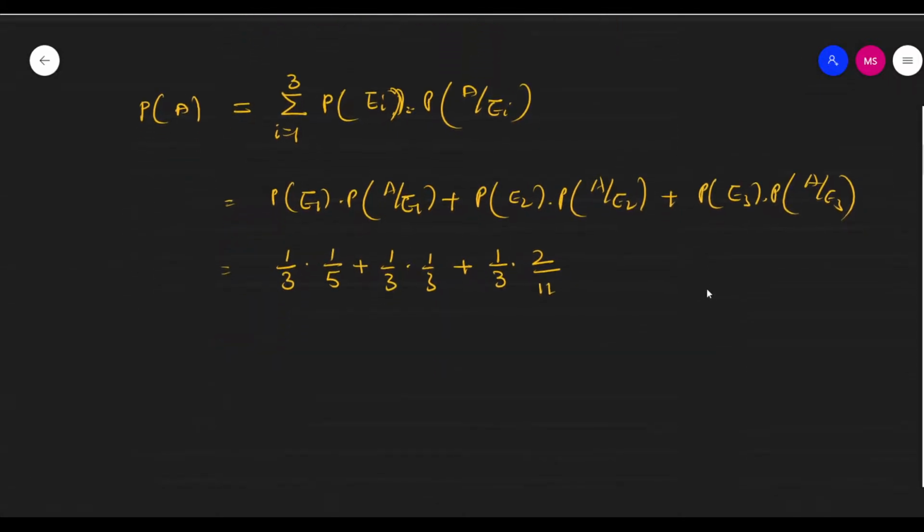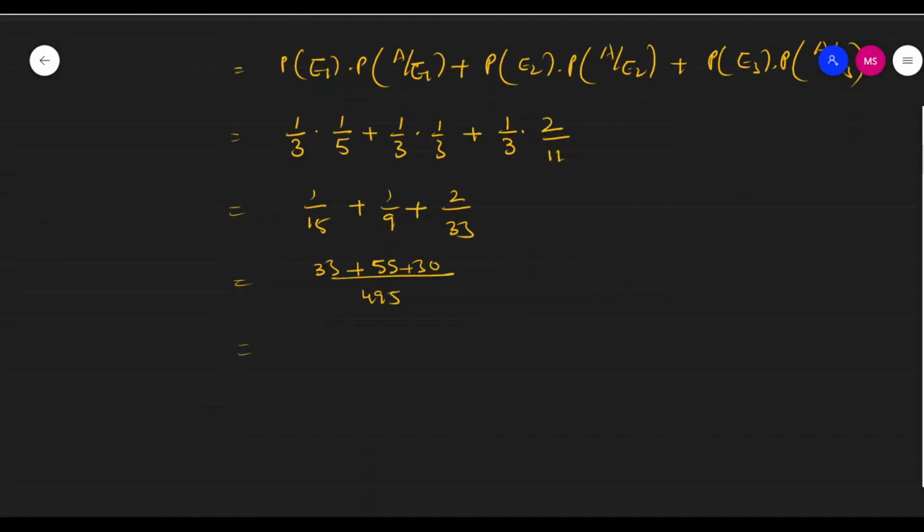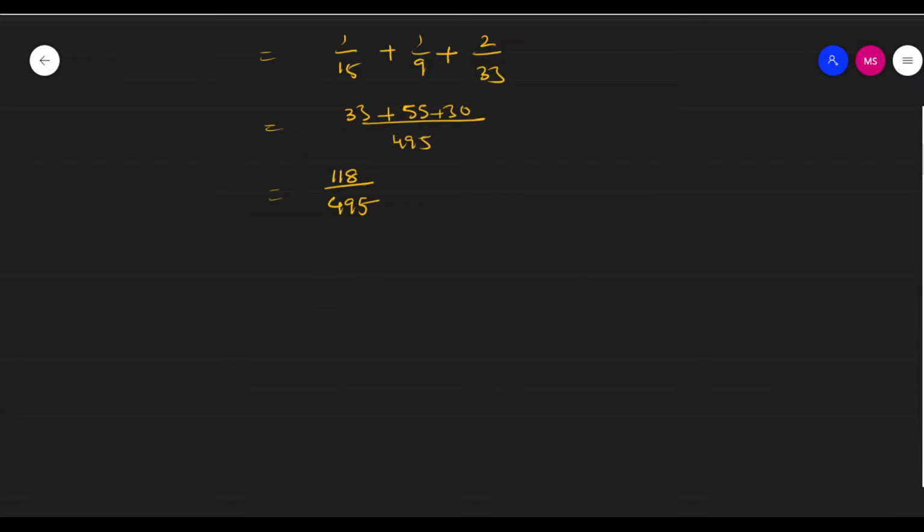Okay, on simplification, the answer is 1 by 15 plus 1 by 9 plus 2 by 33. Right, finally 33 plus 55 plus 30 by 495, the LCM. Okay, the final answer is 118 by 495, the P of A value. Now, these are the likelihood probabilities.